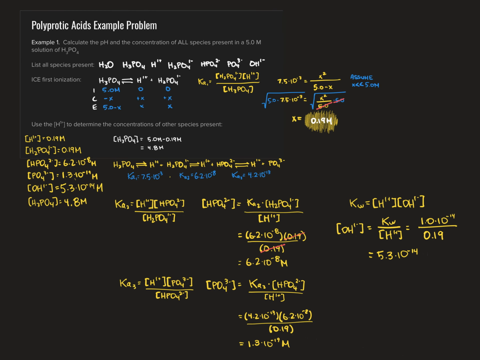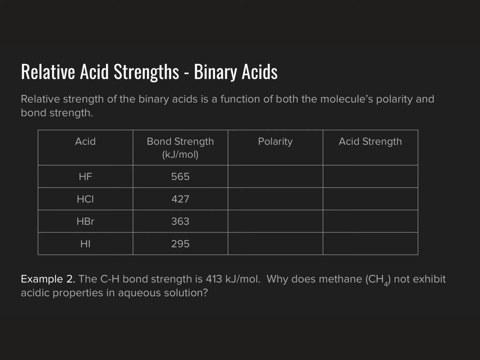All right, so the next thing we're going to have a look at here is a problem that's actually shown up in relatively recent years on free response questions for the AP test. That is making a comparison of the relative strengths of the binary acids, comparing both their polarity and the bond strength between hydrogen and the halide present in the acid. So take a look at the table which we've supplied you with here.